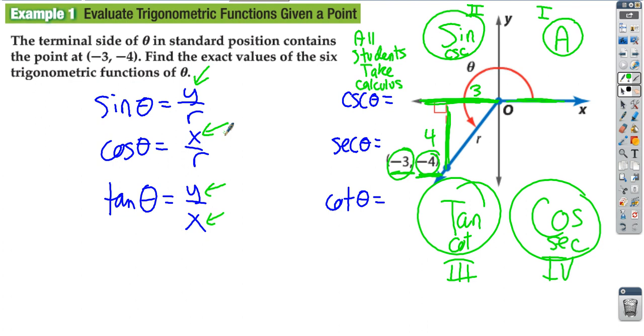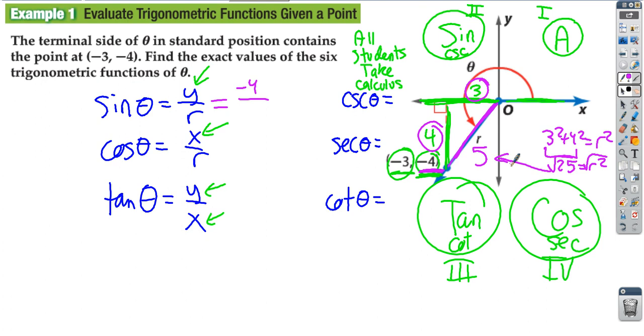Alright, so let's calculate these. Really all we need to do once we have this picture is plug them in. Sine is y over r, our y value is negative 4, and r is the radius right here. The radius could be found from 3 squared plus 4 squared, which equals 5 squared. All we did was use the Pythagorean theorem for that. 3 squared plus 4 squared equals 9 plus 16, which is 25. If you square root both sides, you get a radius of 5. So the sine will be negative 4 over 5.